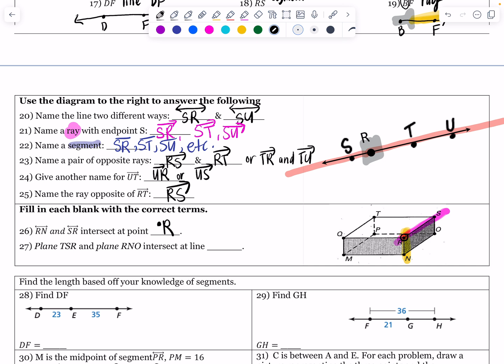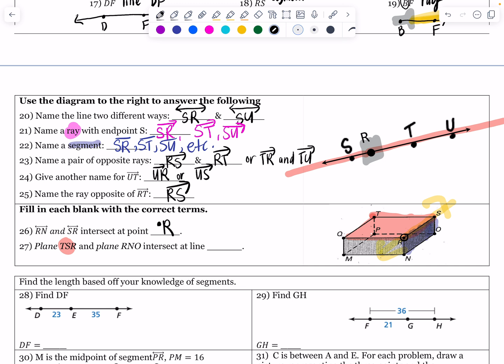All right, where do planes cross? Well, we know that planes, if you take your hands and you cross them, they cross in a line. And so where do plane TSR, let's go find that. TSR is like the ceiling of this box. Where does that red plane, TSR, cross plane RNO? RNO is like this wall right here on the side. So where do those intersect? They intersect at this line right here, R through S.